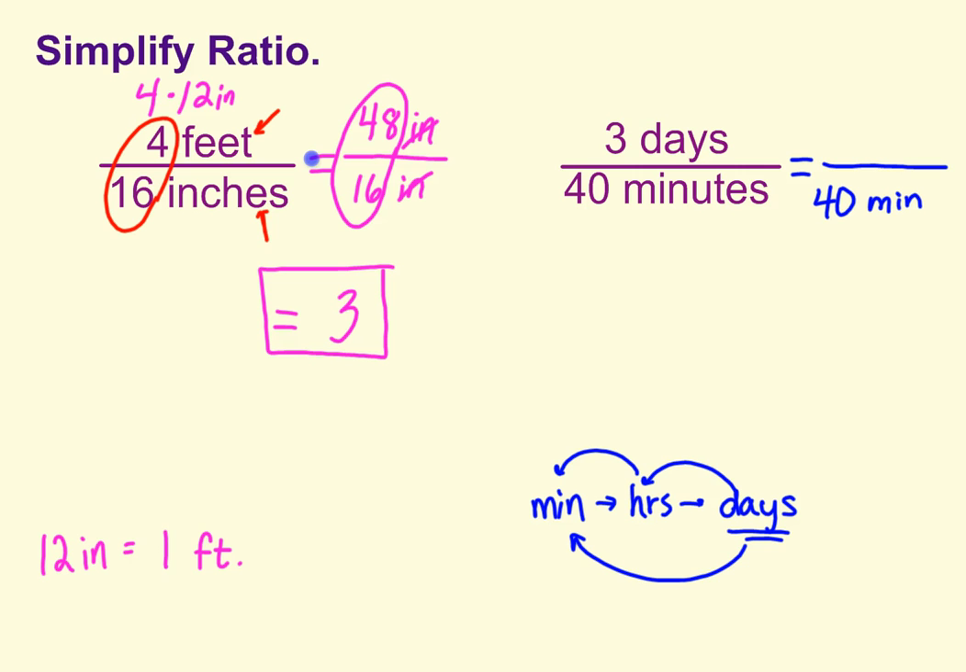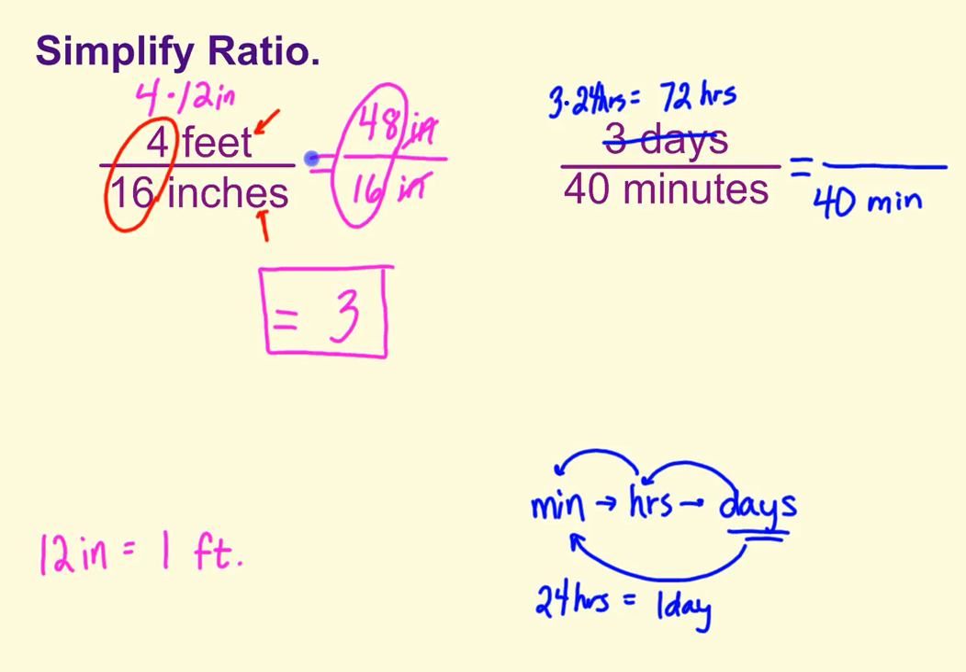So how many hours are in 1 day? We have 24 hours equal to 1 day. Well, if we have 3 days, we'll take 3 days and we'll multiply it by the 24 hours. That gives us 3 times 24 is 72. So right now we have 72 hours.